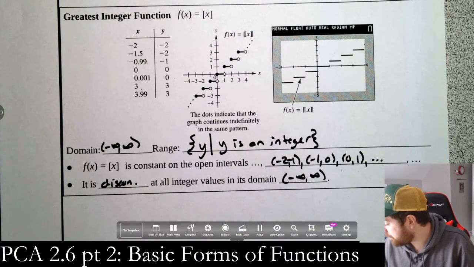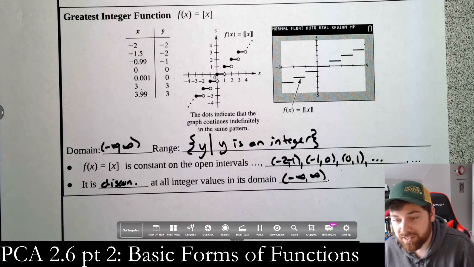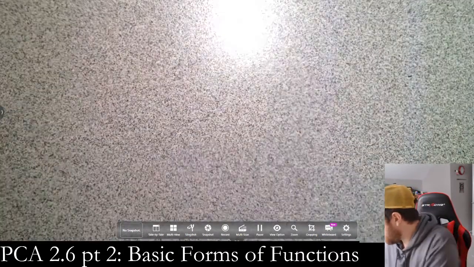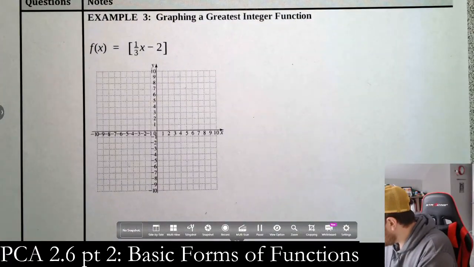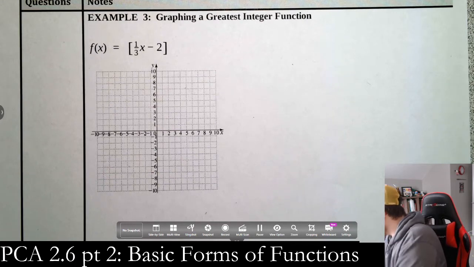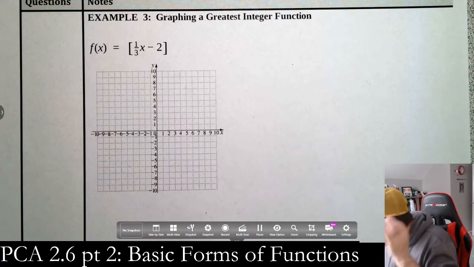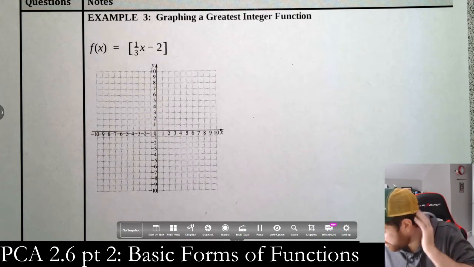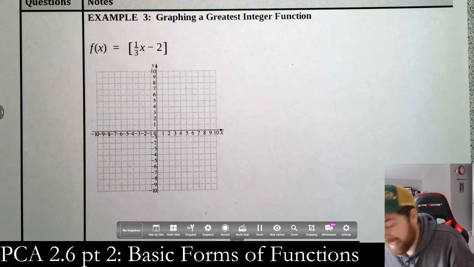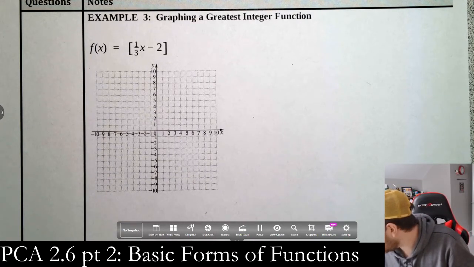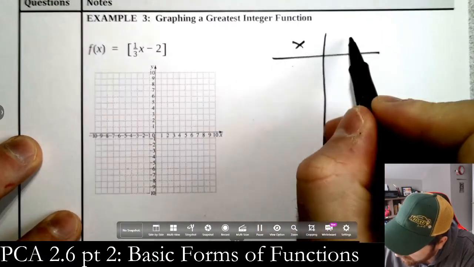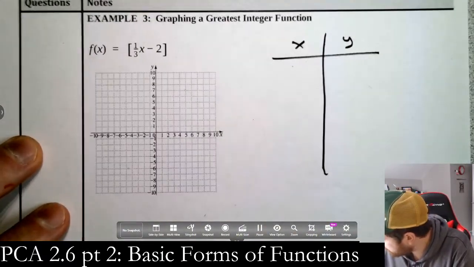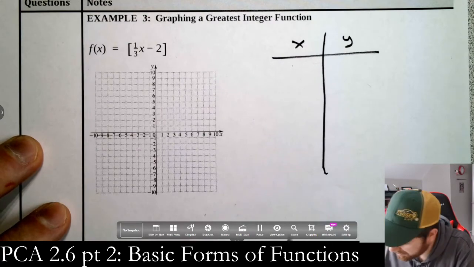Okay, and so now we're going to practice graphing one of these. It's kind of interesting. Okay, so we have a greatest integer function of 1/3 x minus 2. Okay, so what we're gonna do is we're actually gonna make a table. We're gonna have a very similar graph to the one before, but let's make a table. So, let's do one of these. Here's x, here's y. Let's go ahead and plug in. I don't know. Let's plug in some different things.